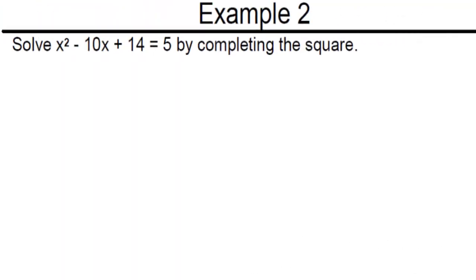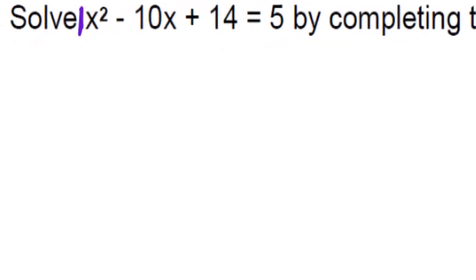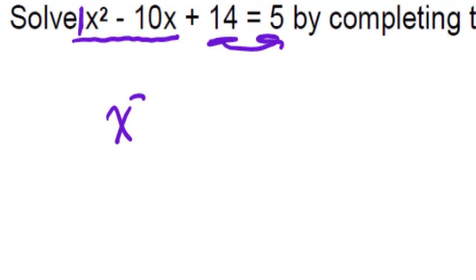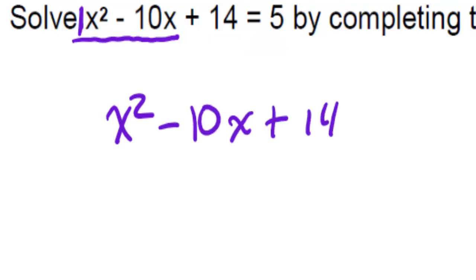Example 2, we're actually going to solve by completing the square now. When we go to complete the square, again, we have to remember this first term has to be a 1. The leading coefficient must be a 1. And we complete the square using only the x squared and the x terms. So this 14, we have to get that out of there. So we're going to bring the x squared down, the minus 10x, plus 14 equals 5.